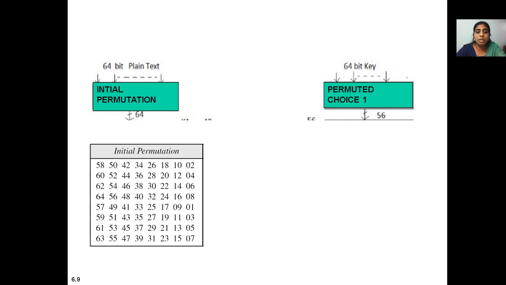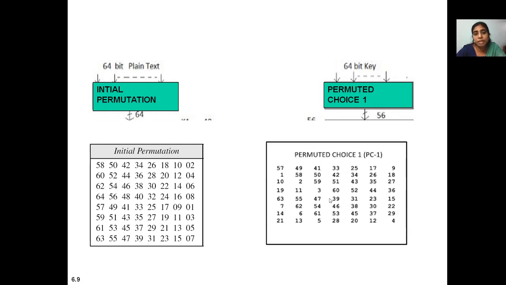For example, take the initial permutation values like this. Suppose I have 1 to 64 as the plain text. The first position becomes the 58th bit, the second position becomes the 60th bit, the third position will be the 62nd bit. Like that we transpose our 64 bits according to the numbers in the table, and we replace all of them.